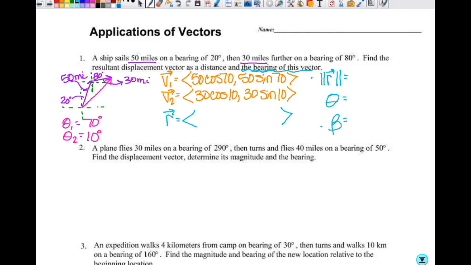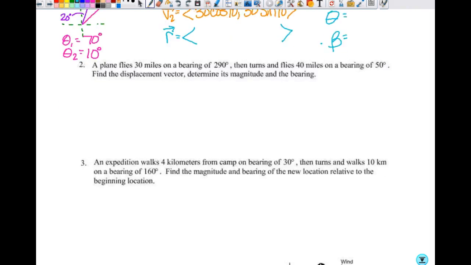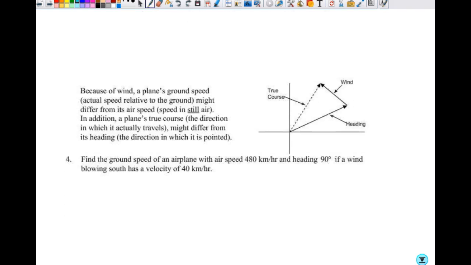How would you get the bearing? Bearing starts here at 0, and you measure it this way. Theta starts here at 0, and you measure it this way. Quadrant bearing starts from north or south, and you have the north-south of the resultant vector. Yes. All right, so let's jump down. Go ahead. Is there another question? Okay. Let's jump down to number 4.